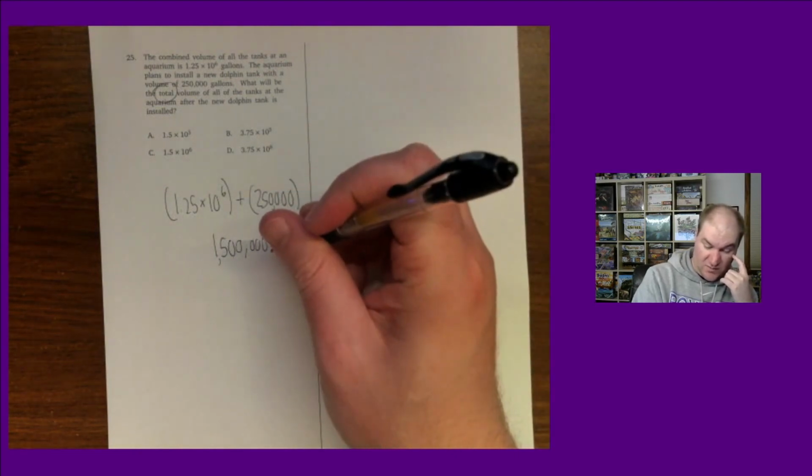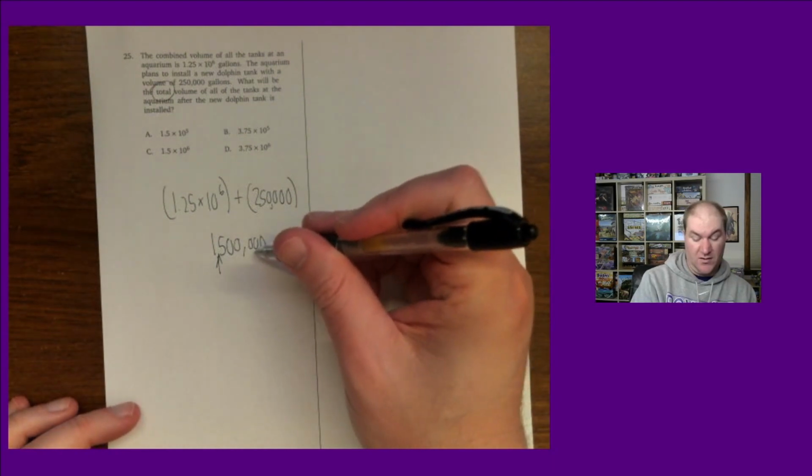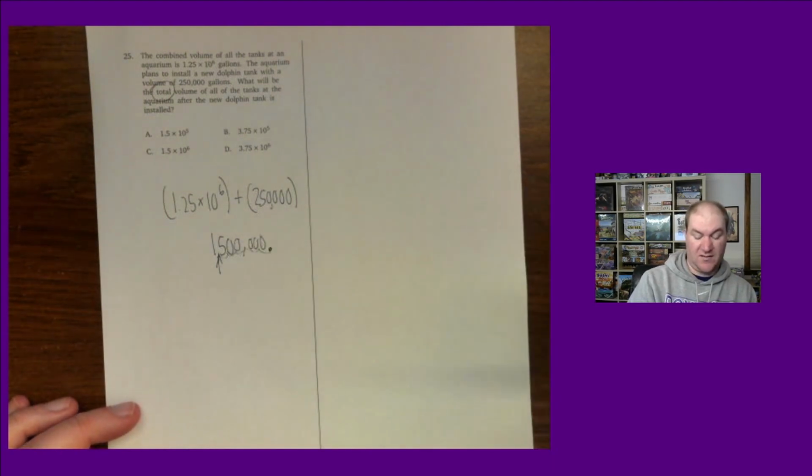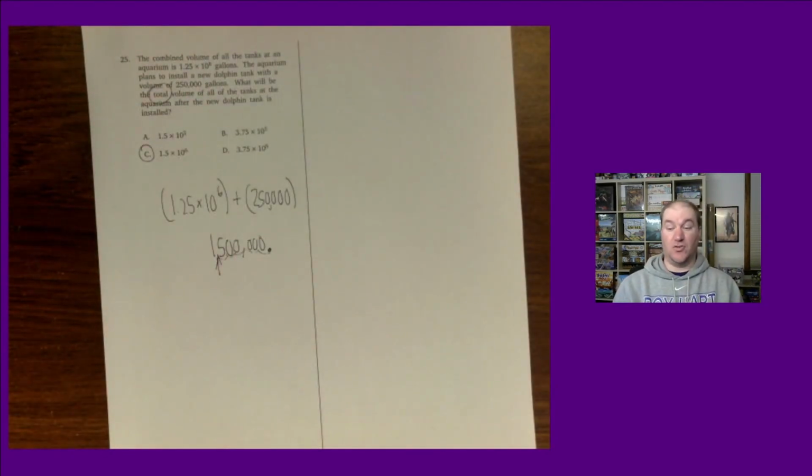So the decimal's right here, and it should go right there to make a number between 1 and 10. 1, 2, 3, 4, 5, 6. The decimal needs to move 6 places. Number 25 would be choice C.